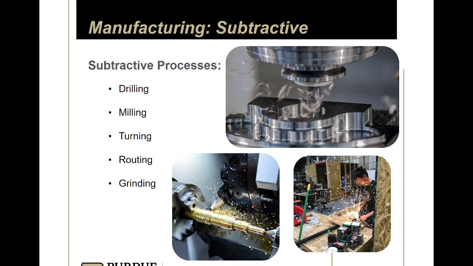And I don't know about you, I don't really have $1 million to burn buying a nice Haas CNC machine. So I usually don't do these subtractive processes. They're typically available for larger companies. But if you need a really strong one-off part, sometimes you can pay someone to do it.